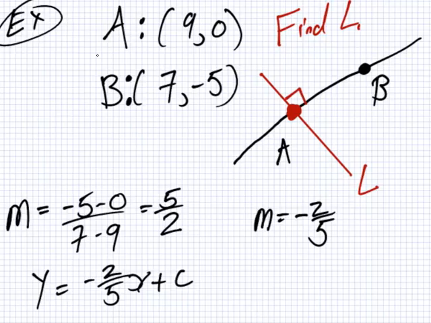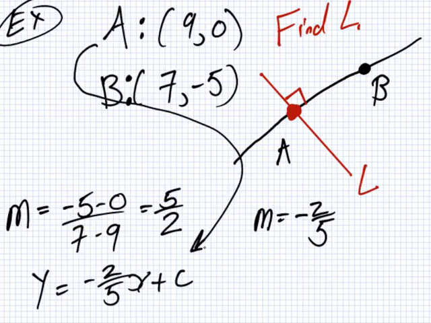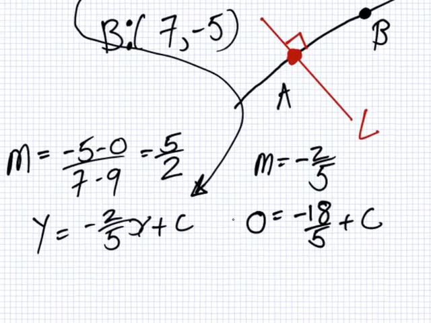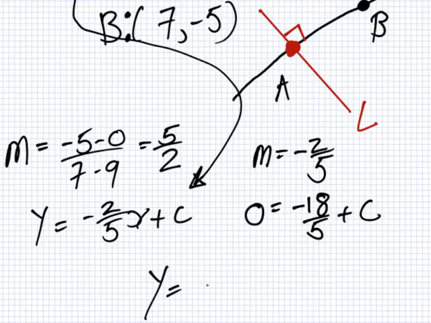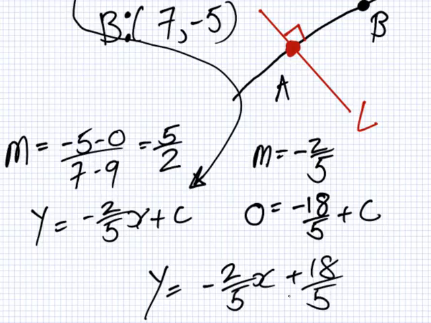Right, so I put in A, and I get 0 equals minus 18 over 5 plus C. So C is 18 over 5. So my answer is y equals minus 2 over 5x plus 18 over 5. You can leave the answer like this.